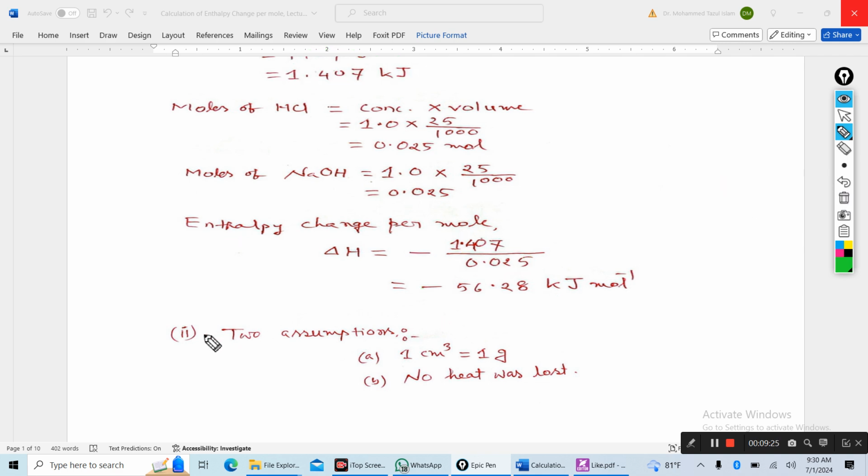So you are asked to write two assumptions, what you assume. Total solution equal 50 centimeter cube, but you use 50 gram. Which assumption do you take? You take 1 centimeter cube equal 1 gram. So 50 centimeter cube equal, you calculate 50 gram.